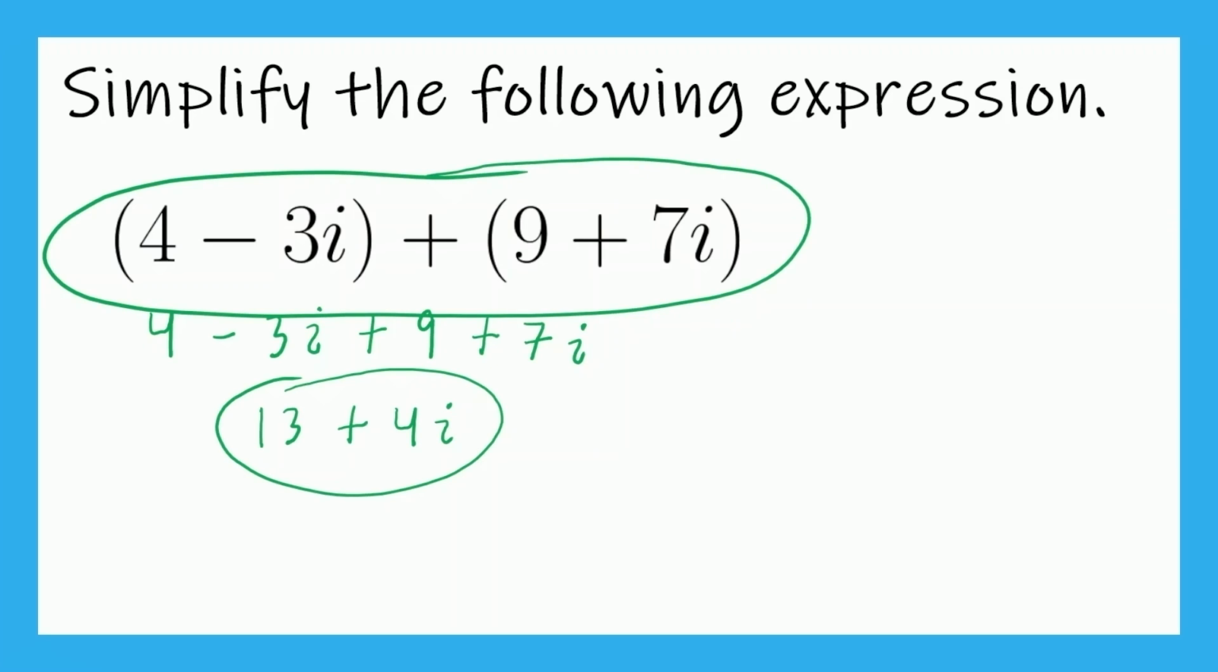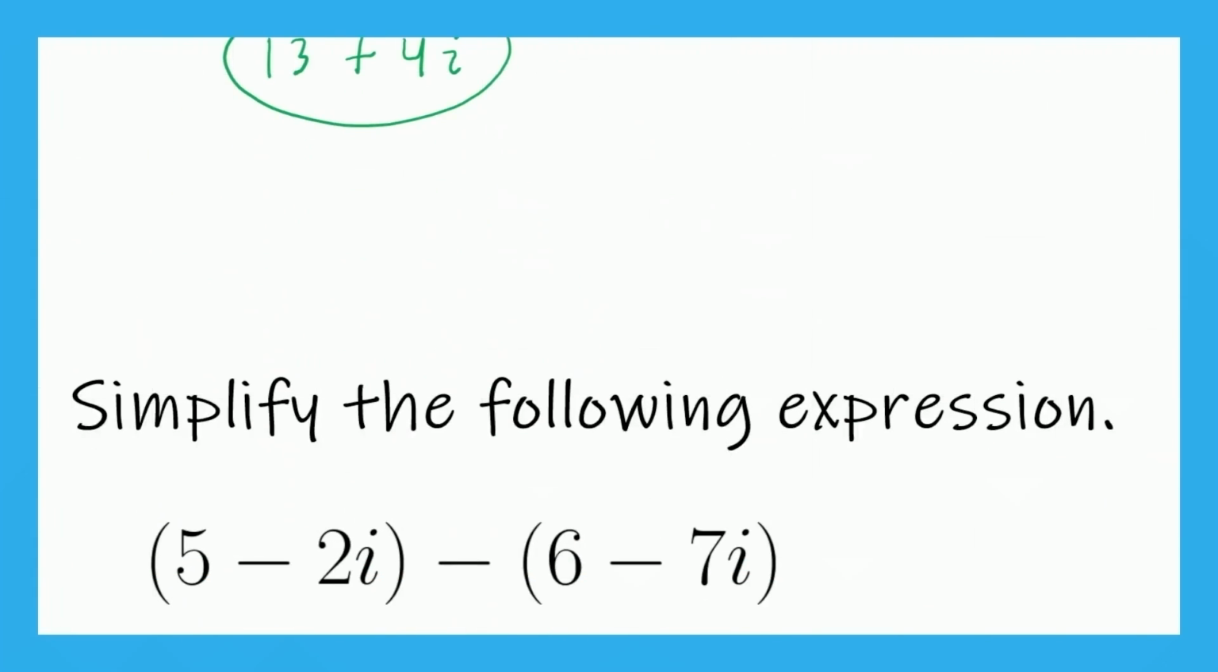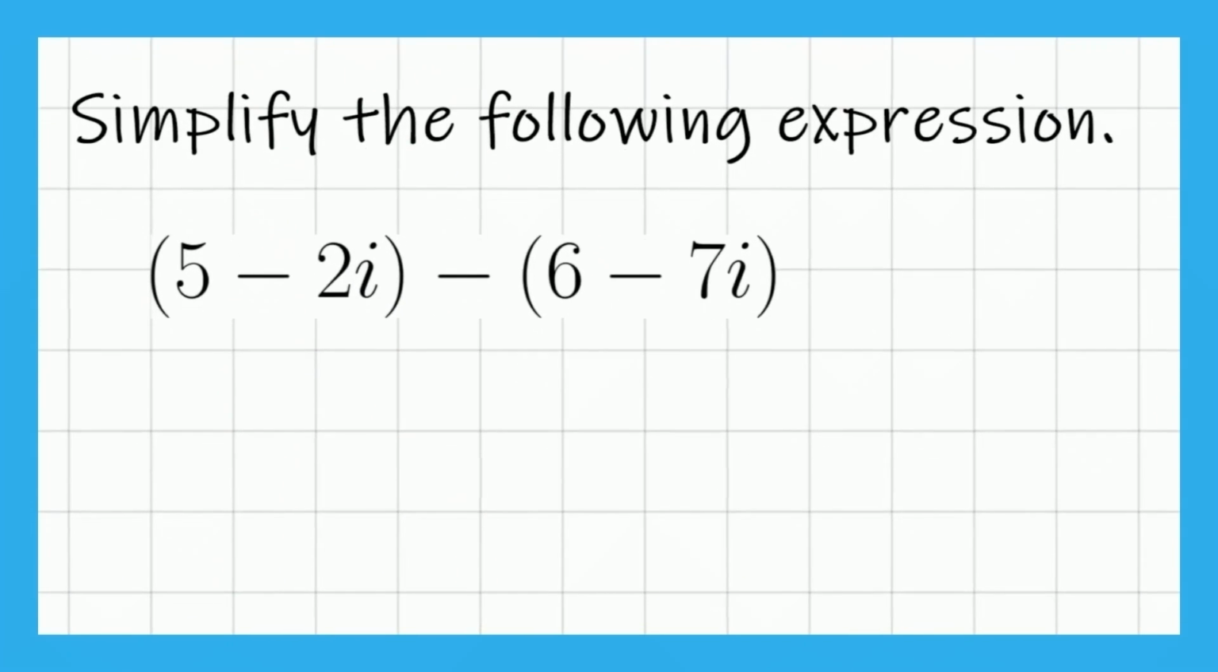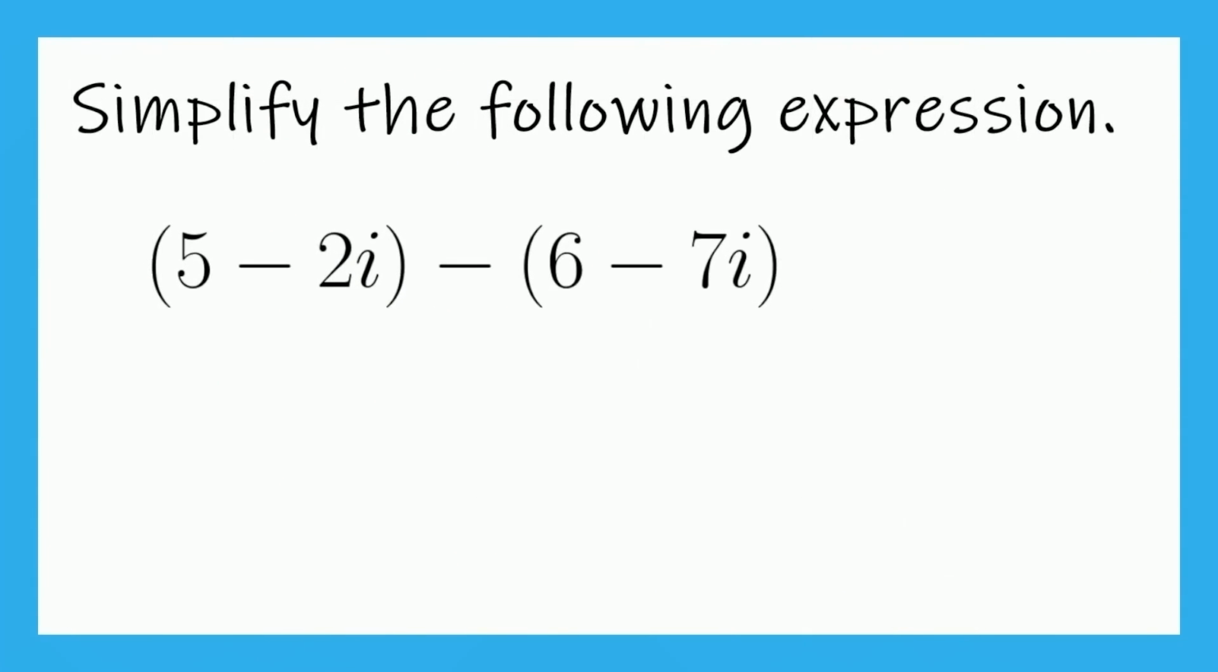All right, let's look at another example here. This time we have a subtraction problem. So before we do any combining, let's get rid of the parentheses. And in order to do that, we need to imagine that this negative right here is a -1 that we distribute to the 6 and to the -7i. And then we'll be able to write the entire expression with no parentheses.